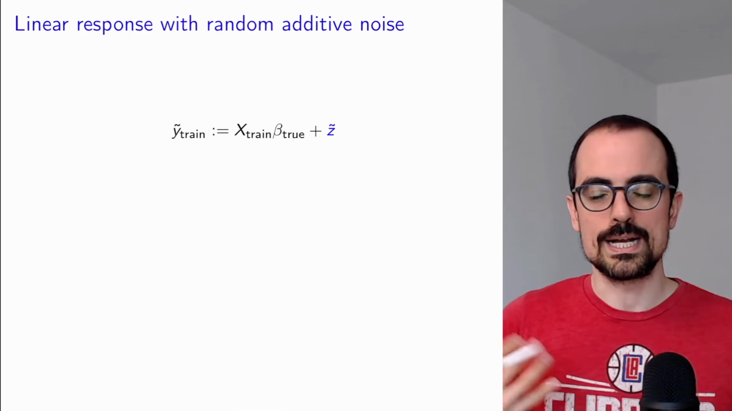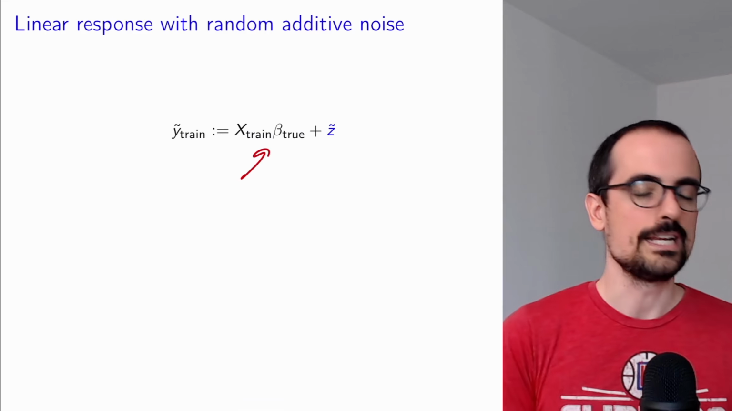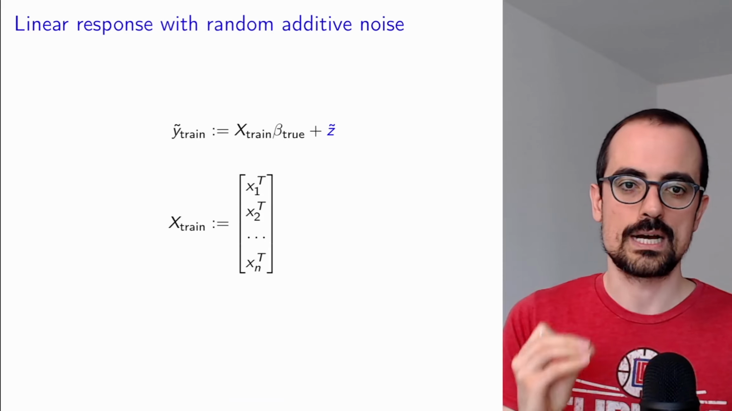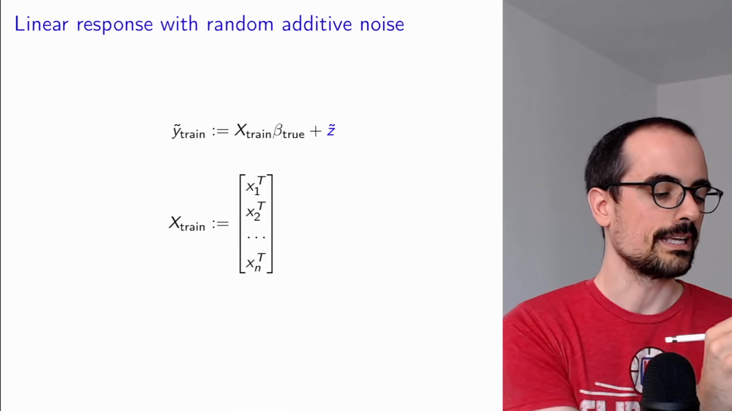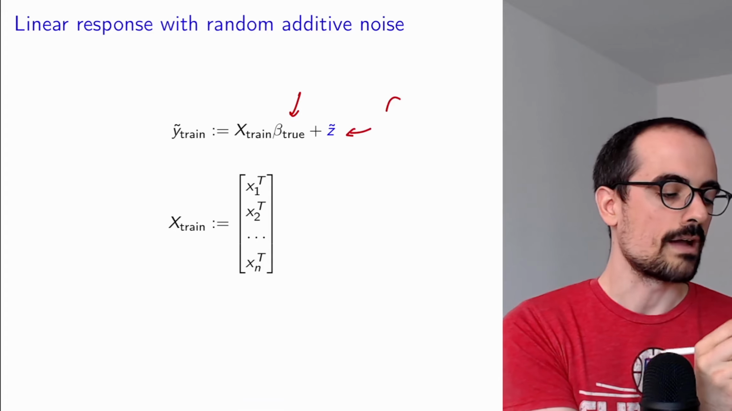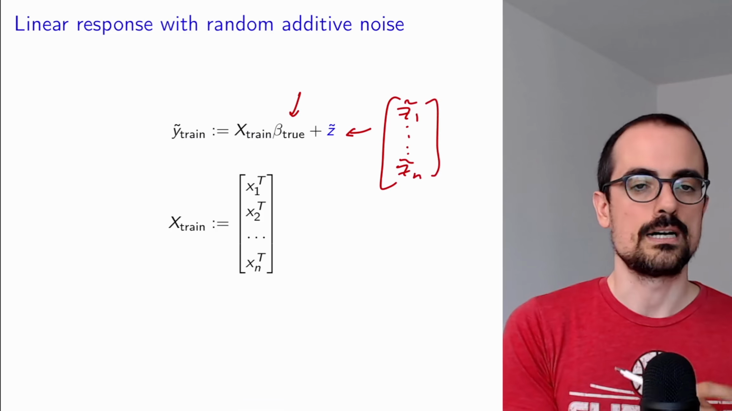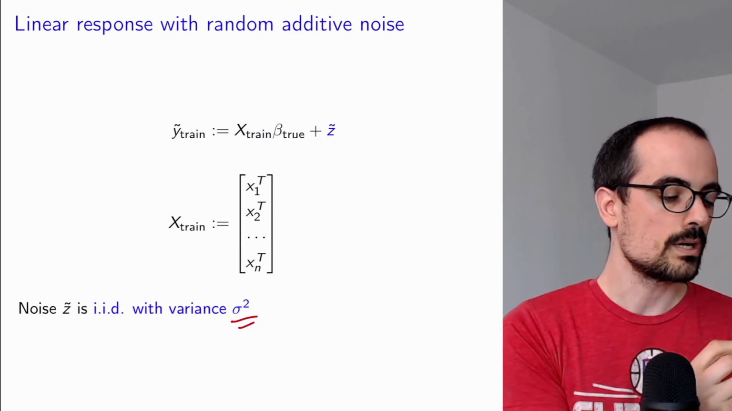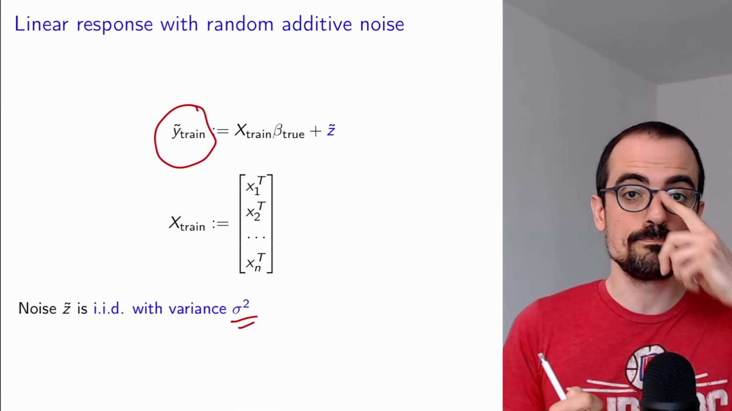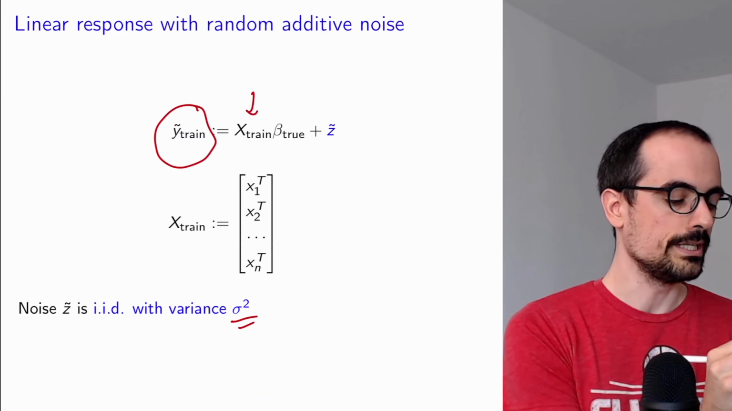In order to do that, we're going to again assume that we have this linear response which depends linearly on these n features that we're going to fix. So we're going to have these n feature vectors that are hitting a true vector of coefficients, but now for each of the data points, we're going to add random noise. These are going to be IID entries of random noise with variance sigma squared, and that is going to give us n random entries of the response, which are all linearly related to the features through these true coefficients.